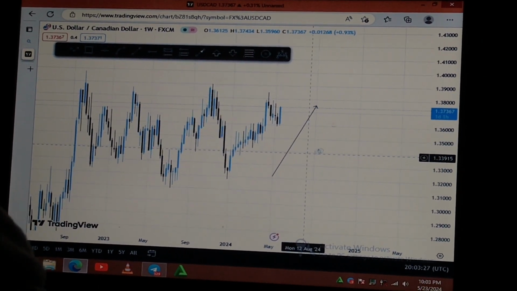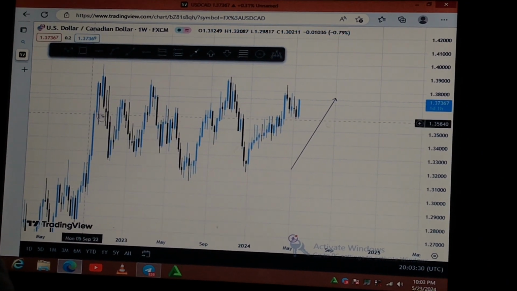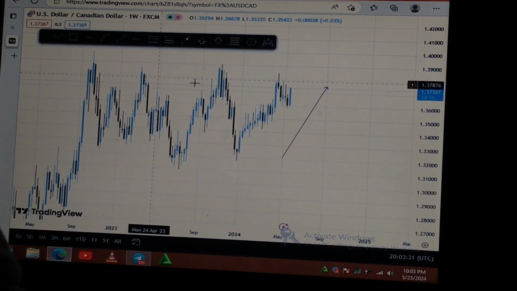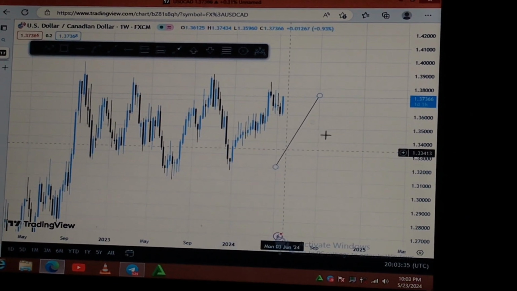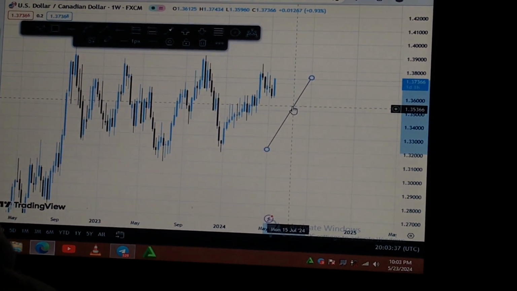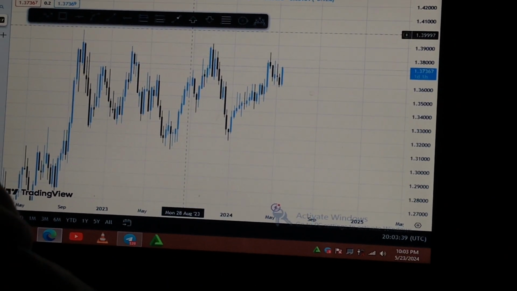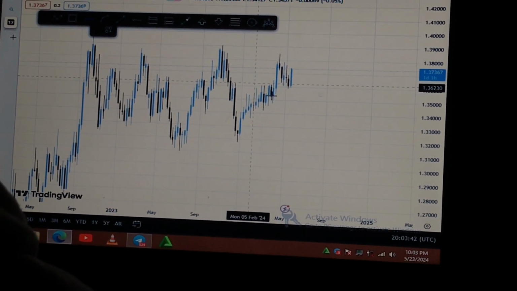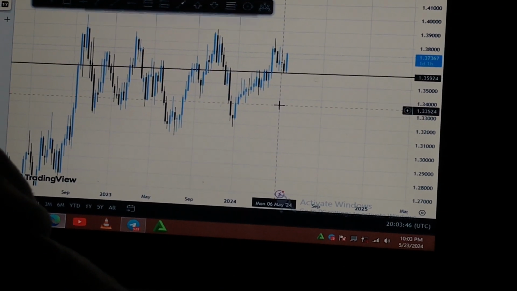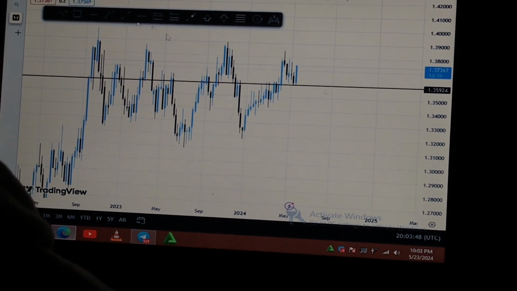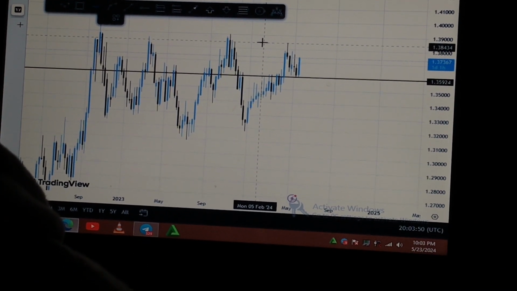But overall we are in a rejection phase, but this part right here, it's going up, you know, it's bullish. So here you will identify your current low, this is your current low, and then your current high, this one.